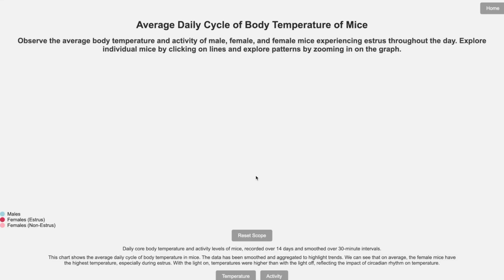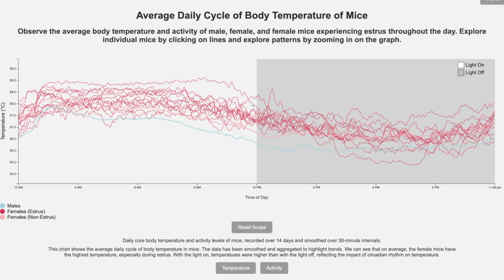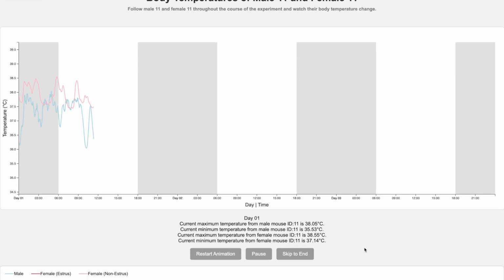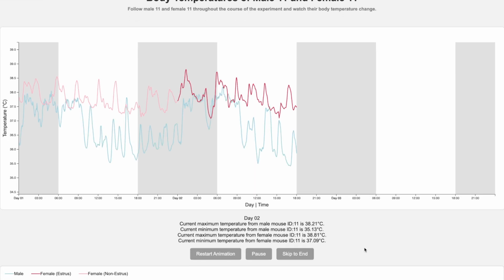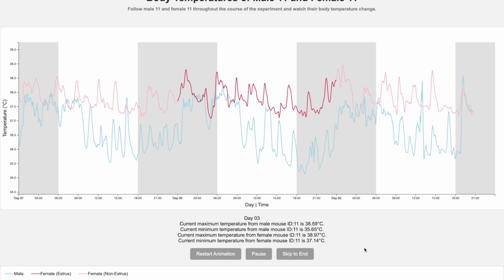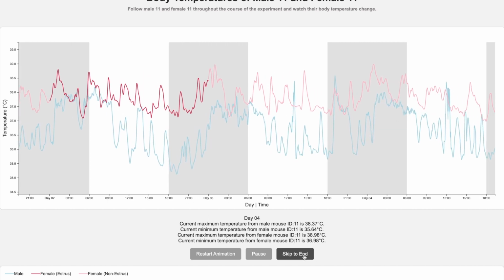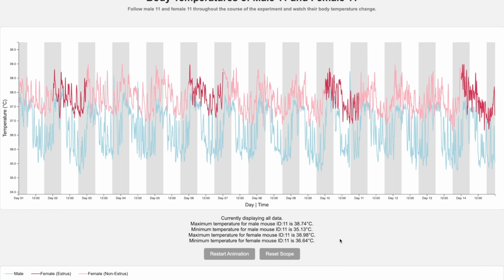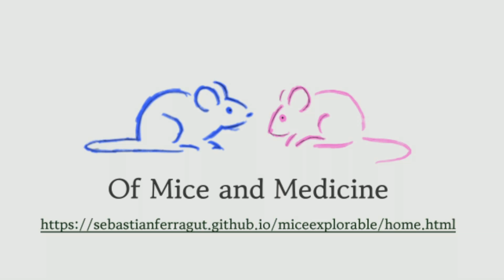Our main takeaway is that the core body temperatures and activity levels of male and female mice oscillate following circadian rhythms and differ between sexes both throughout the day as well as over multiple days. Furthermore, the estrus cycle significantly influences these health measurements for female mice, which can be explored in our average and animated line plots. The observation of these biological sex differences is a crucial consideration when using mice as model organisms to further medical research.